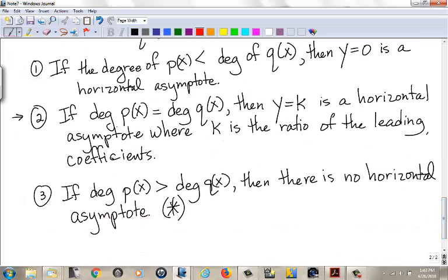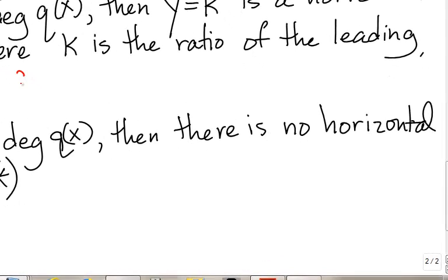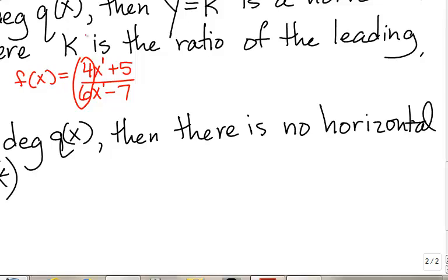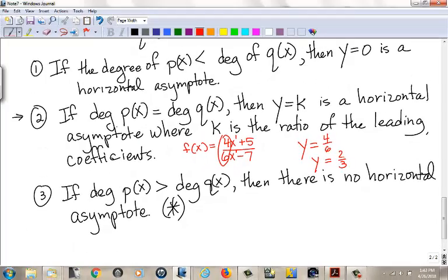If I did one like this, I'm going to just make up one. Say I gave you f of x equals, up in the numerator, 4x plus 5, and down in the denominator, 6x minus 7. Okay, the degrees are the same. So it's the ratio of the leading coefficients, 4 over 6. So y equals 4/6, or y equals 2/3. So your horizontal line is going to be at y equals 2/3 going across.